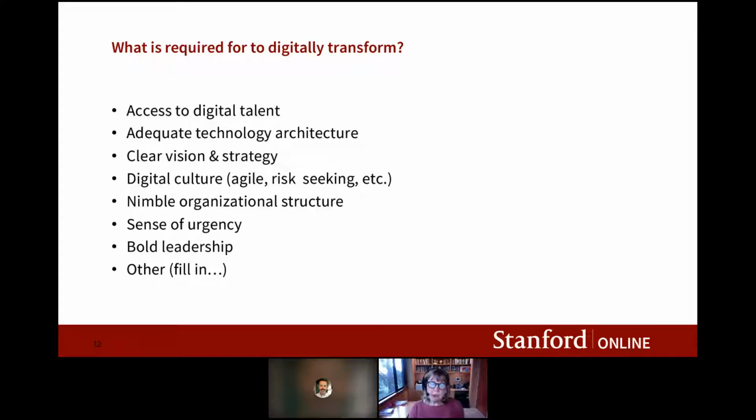And then also bold leadership is extremely important because we need to be able to have this clear vision. We need to be able to act rapidly when opportunities present themselves. So bold leaders who set an ambitious vision and model the changes that are required tend to lead their organizations more effectively into digital transformation.